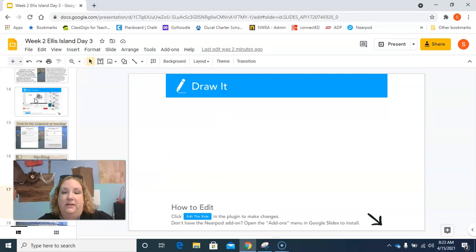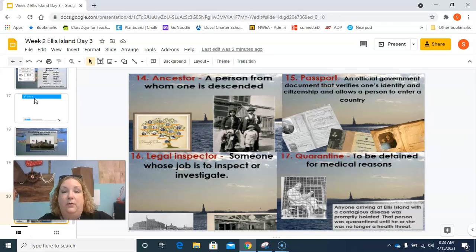And your spelling words, please make sure you write them one time each, and then go over your vocabulary today. Every day, make sure you're reading over this vocabulary every single day.